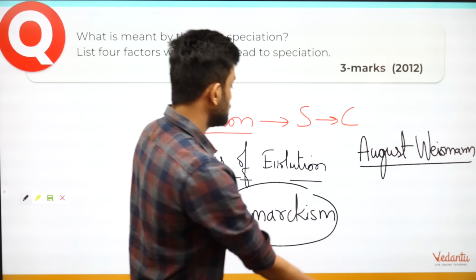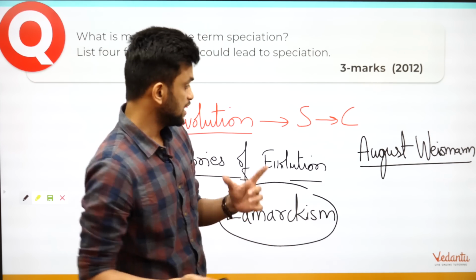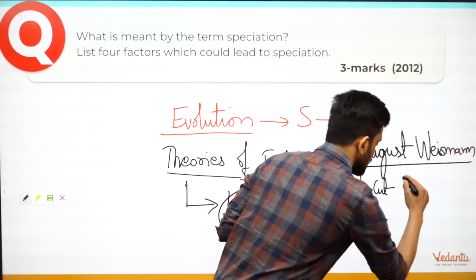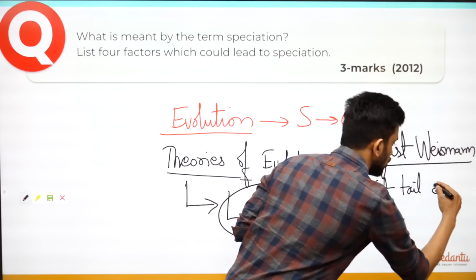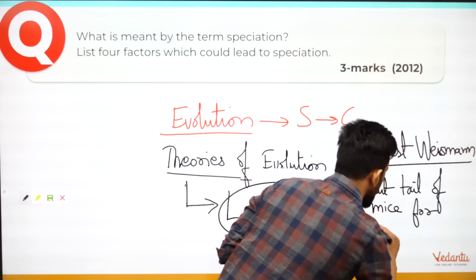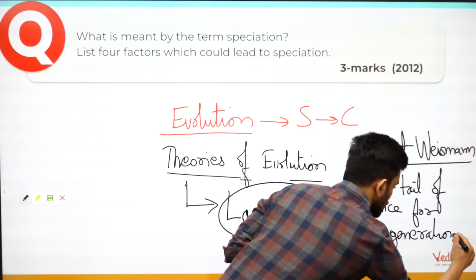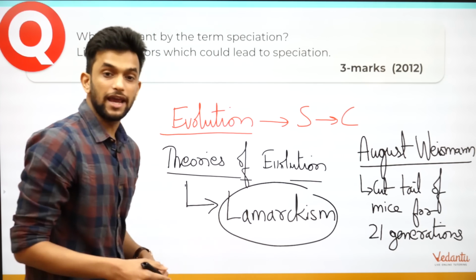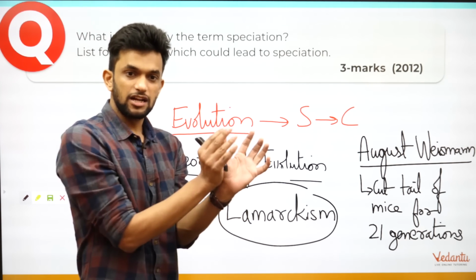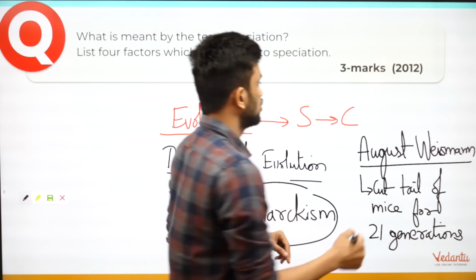Yes, August Weismann proved Lamarckism wrong. But how did he do that? He cut the tails of mice for 21 generations. A mouse was born, he cut its tail, then made it breed, and again he cut the tail of the offspring. He did it for 21 generations. But what happened?